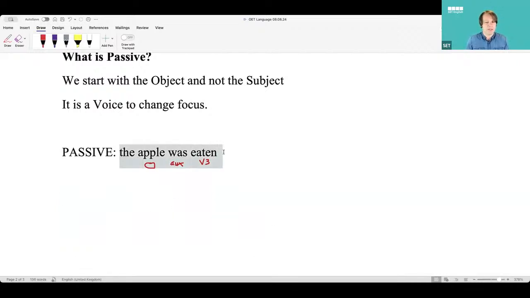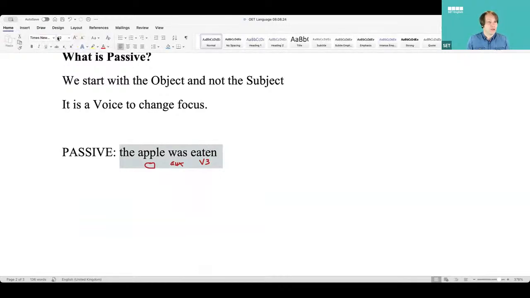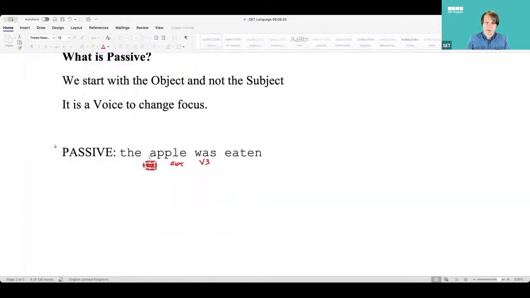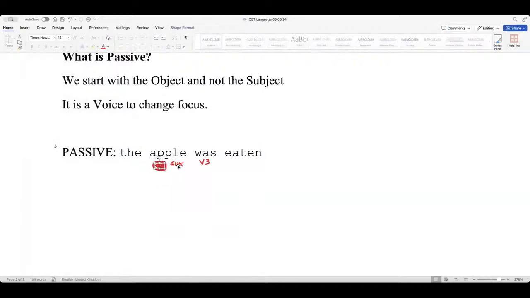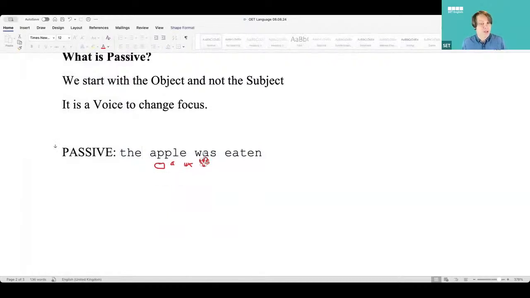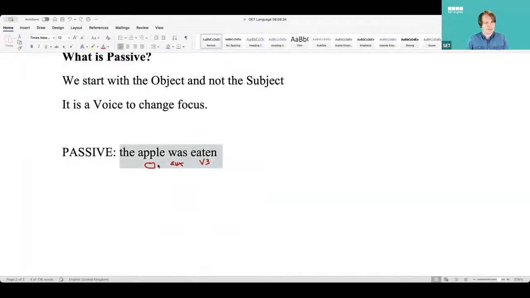So guys, all right, let's make this really simple now. We have a definition and we have an example as well. The apple was eaten by the man. The apple was eaten. Now, that was my next question. Who said "by the man"? Who said that?